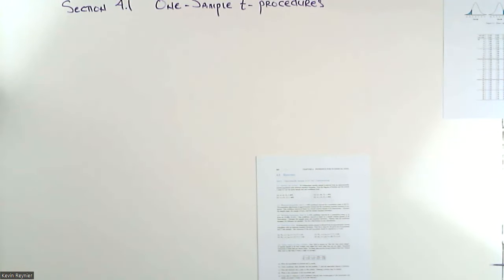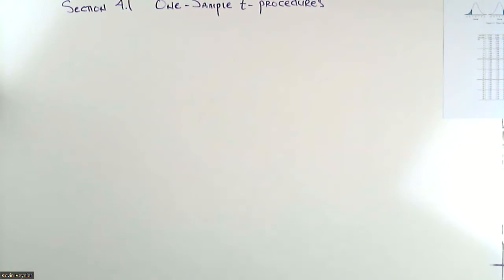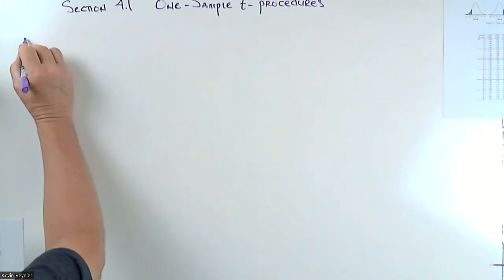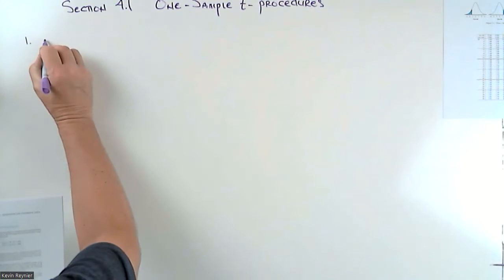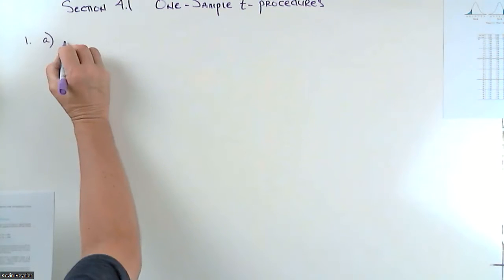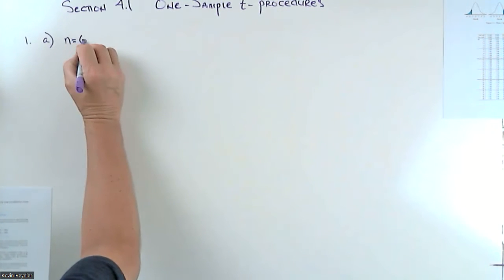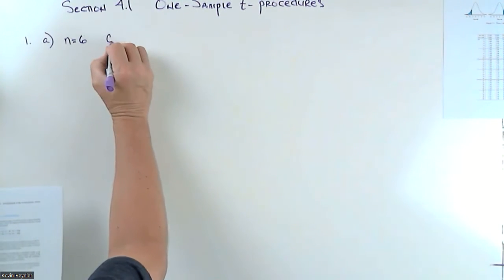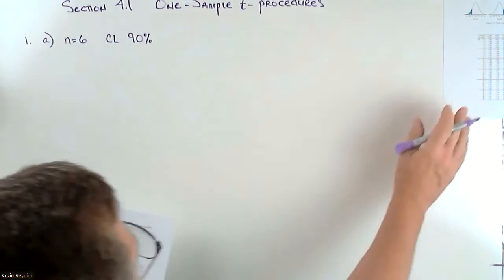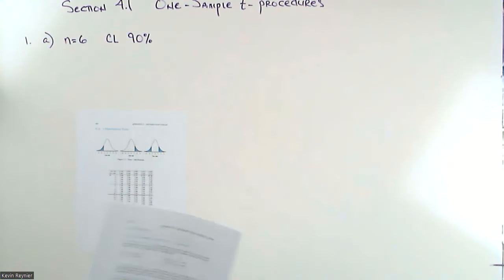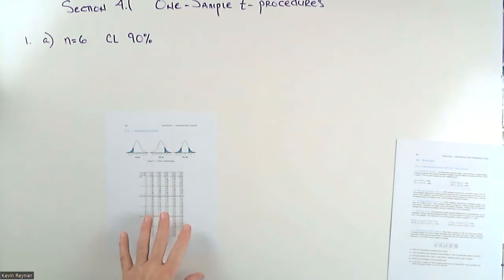So I'll begin by doing problem number one. I'm only going to do a couple of parts of problem number one. There's 4 parts here. But on problem number one, the idea here is for us to learn how to use the t-table. Each part gives us a sample size. In part A, our sample size is 6, and our confidence level is 90%. And what are they trying to do? They're trying to help us learn how to use the t-distribution table that's in the back of our book.